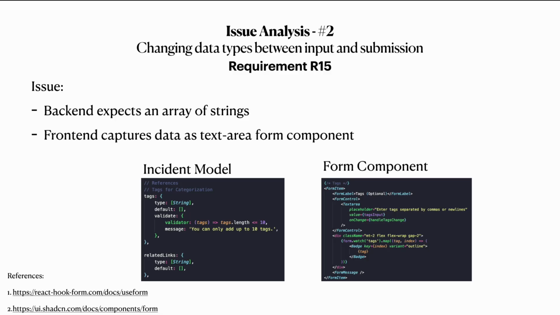The schema shows this for both the tags and related links, with the tags having some extra validation thrown in. The challenge was that the front end captures data as a text area form component, which is just a string. Tags are entered into that text area field with the value bound to the tag's input state. The onChange handler updates the state when the user modifies the input, and then the tags are rendered as badge components for visual feedback, which is dynamically mapped from the form.watch.